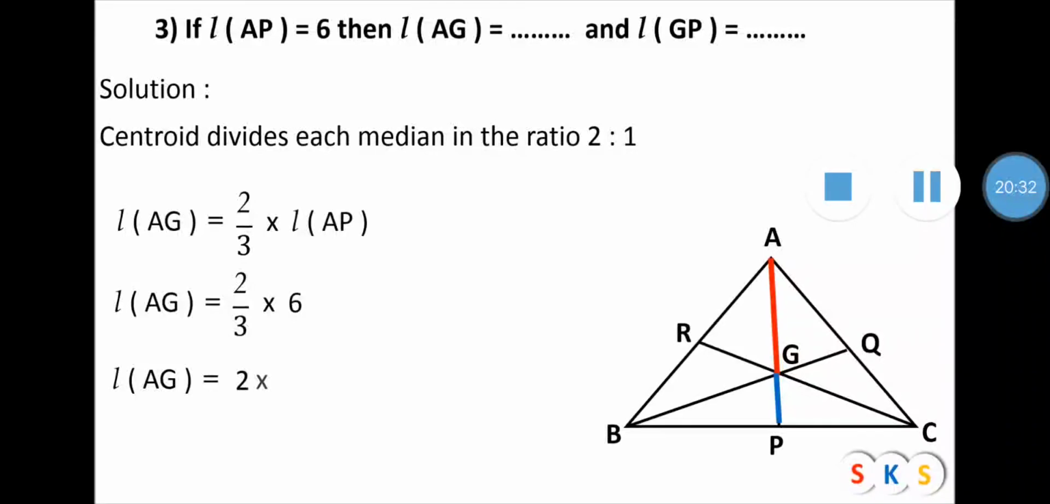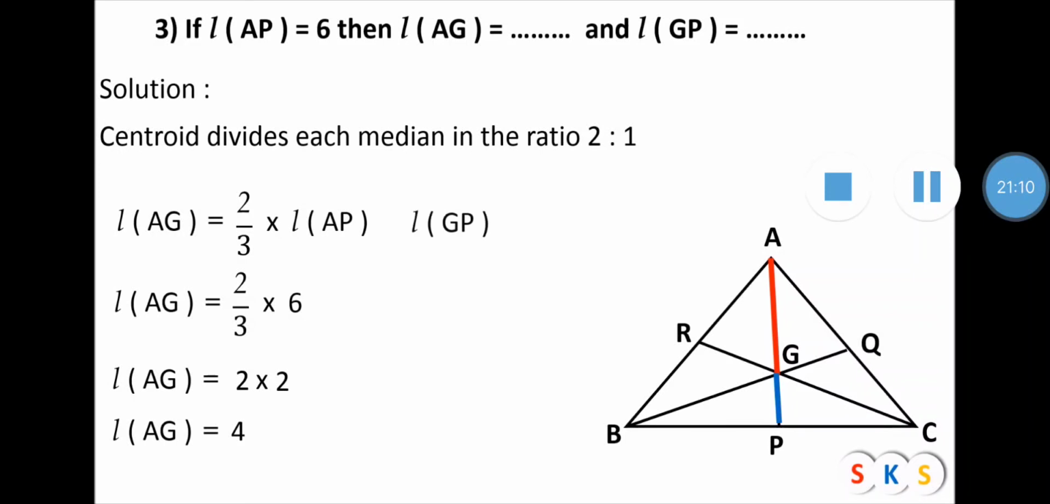Third, if length of AP is equal to 6, then length of AG is equal to what and length of GP? Now see, full line AP is given 6 cm. Let's start with the solution. Centroid divides each median in the ratio 2:1. Therefore, length of AG is what? 2/3 part of AP. Correct? So, length of AG is equal to 2 upon 3 into length of AP. Length of AP is 6, so we substitute 6 here, and then we get the answer as 4. So, length of AG we got 4.